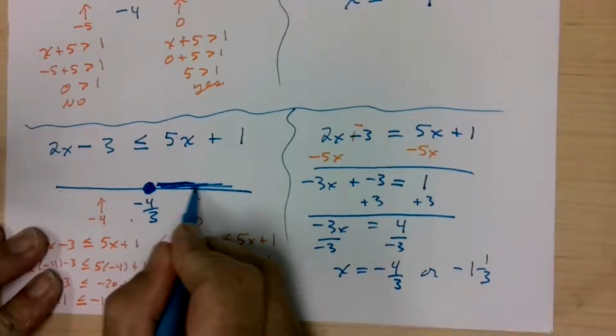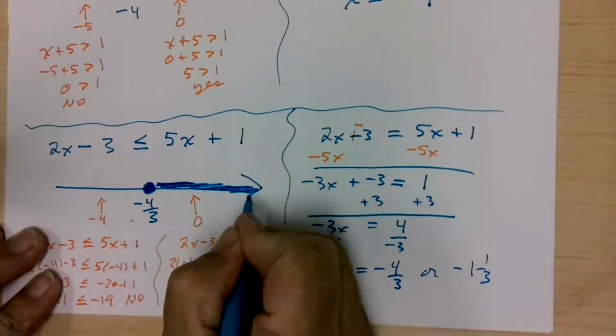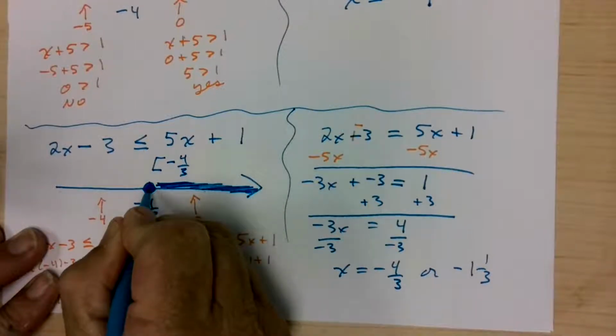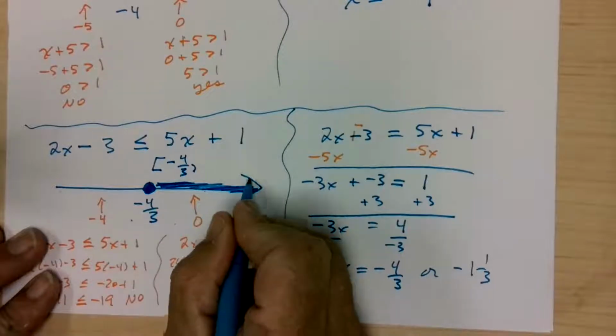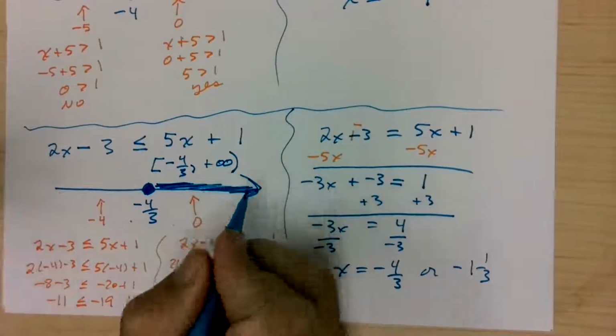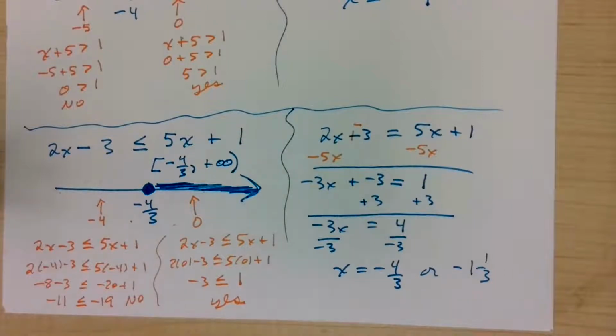And then we will express this in interval notation. So starting at negative 4/3 with a square bracket on the left, comma, how far does it go? As far as you can go, all the way to positive infinity. And let's put a round bracket on that side.